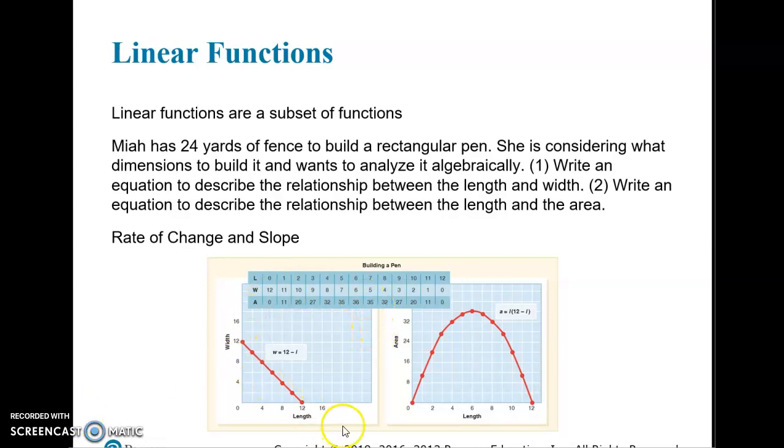Looking at the figure here, if you have a width of 12 on both sides and 0 for your length, you would have an area of 0. But if your side length is 6, the area goes all the way up to 36 because it's a 6 by 6. Before, I was talking about 12 by 0. 12 times 0, your area is going to be 0. There's no room for a pen.